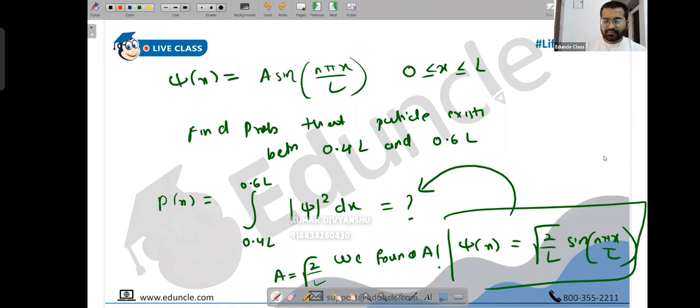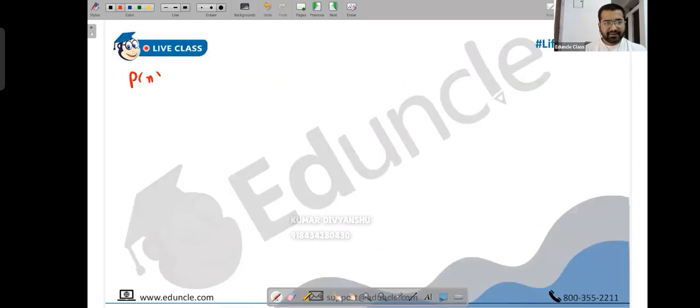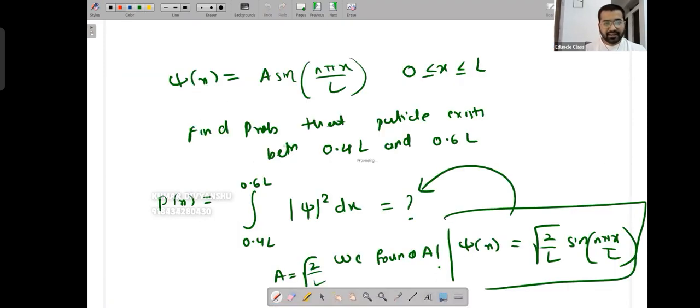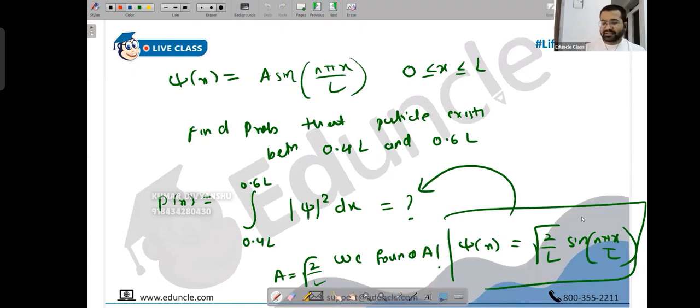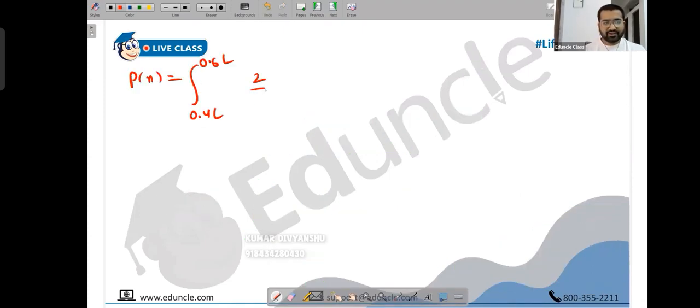So, let's substitute. So probability, what do we have? Integration of 0.4L to 0.6L mod psi square. So let's square this. Again, it's real and directly square, doesn't matter. So root 2 by L becomes 2 by L, and sin n pi x by L becomes sin square n pi x by L dx.